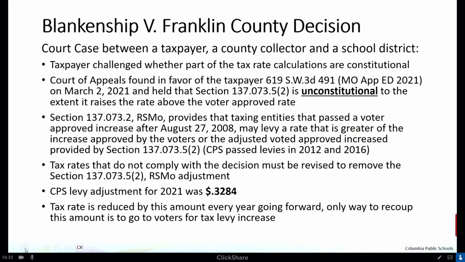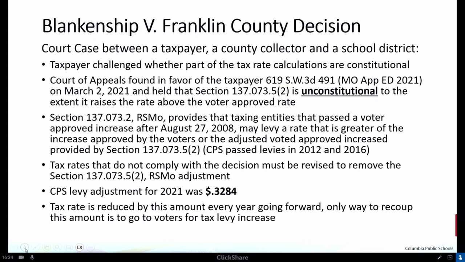And a reminder also, a couple years ago, we had this court case that came out that reduced our tax rate, and we'll have some correlation with this, so I just wanted to walk through a couple reminders. Again, the Blankenship versus Franklin County decision. This was a court case between a taxpayer and a county collector in a school district that ruled that it was unconstitutional to the extent that it raises the rate above the voter-approved rate. And we'll actually see where that comes into consideration a little later in our presentation.